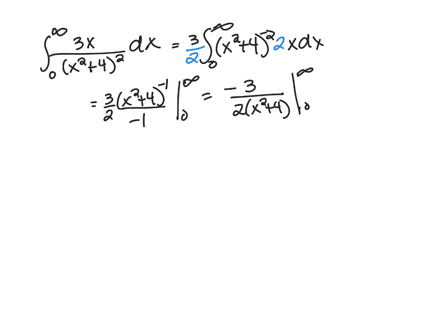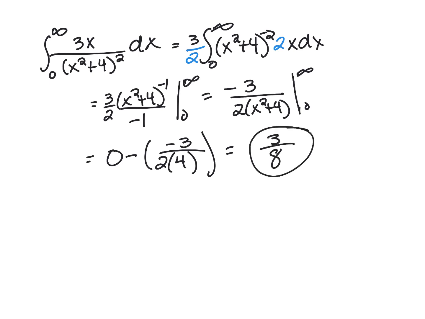Evaluated from 0 to infinity. Now, when we plug the infinity in, we get it on the bottom. Negative 3 over an infinite value is 0, minus negative 3, 2 times plugging in the 0, I get a 4, minus a negative is plus, and I get 3/8.